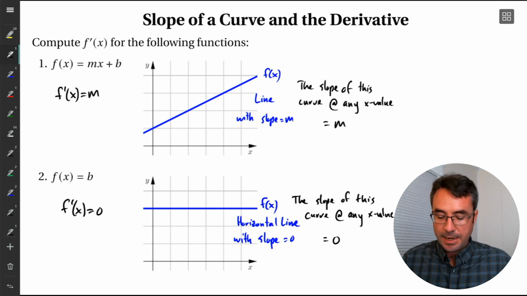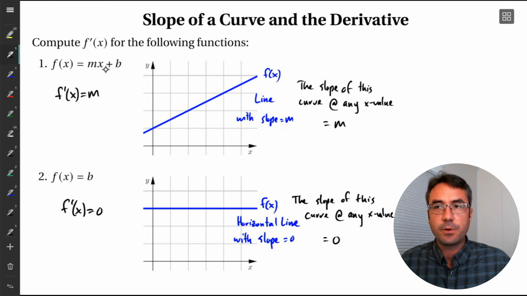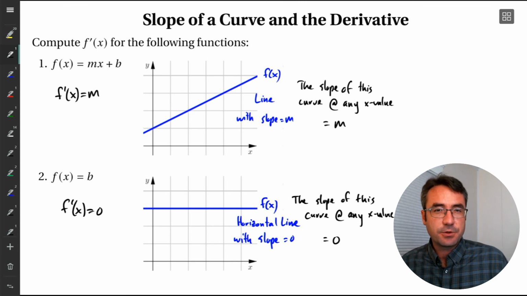We'll investigate this further, but what happens to this b term? Well, when we differentiate that, it goes to 0. So there's the beginnings here of some of our different derivative rules, and that's what we're going to be investigating.